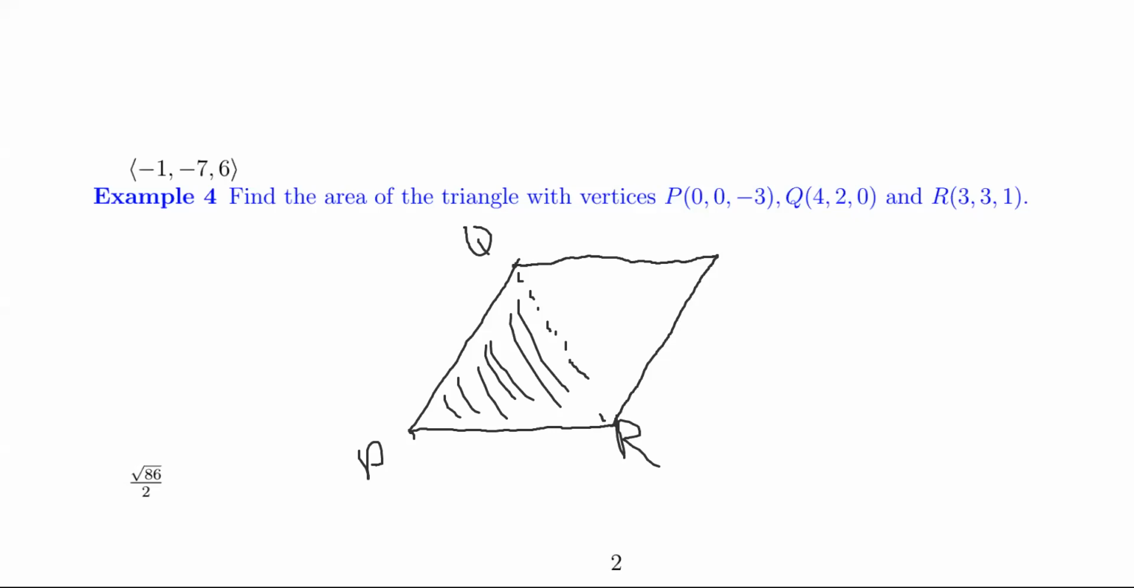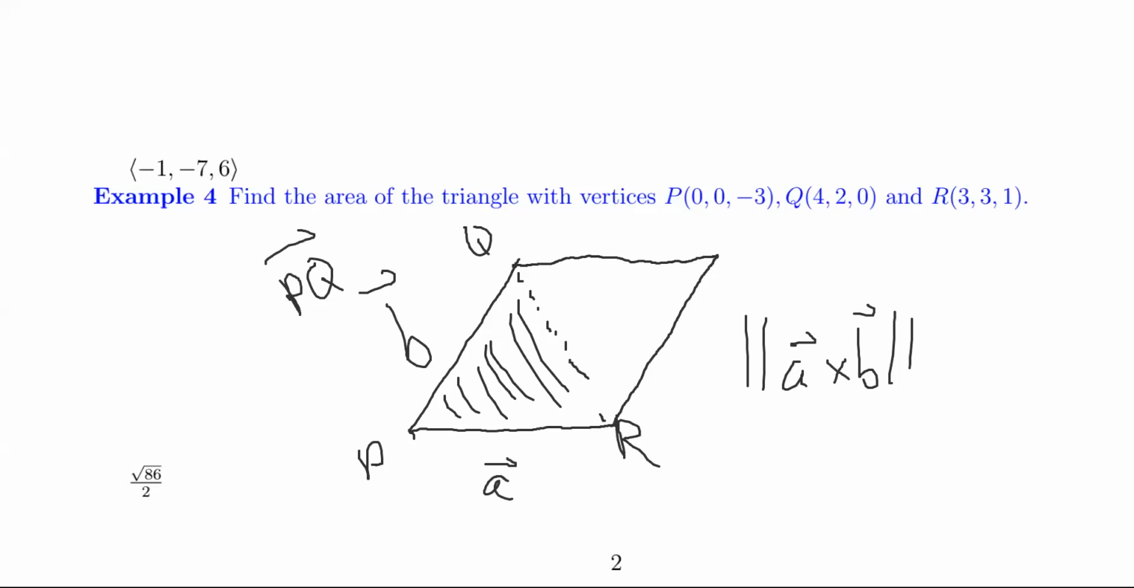Okay, so how do we calculate the area of the parallelogram? Well, recall that the area of the parallelogram is the magnitude of A crossed with B. But what is B? B is the vector PQ. A is the vector PR. So we can do the magnitude of A cross B. And I actually messed up a little bit here. I meant to do PQ as A and PR as the vector B, because that's what we did in the last problem.